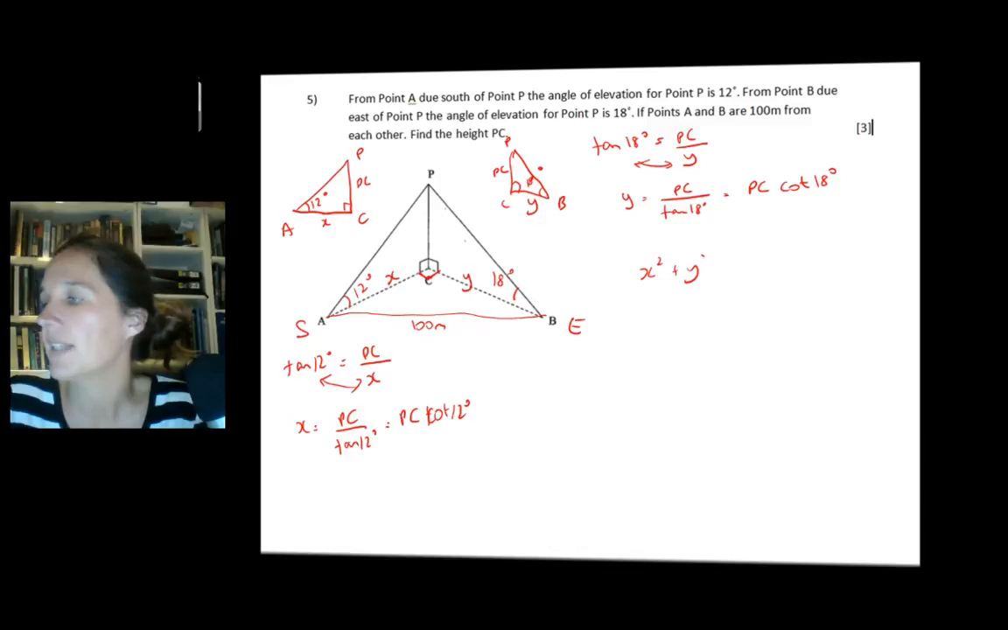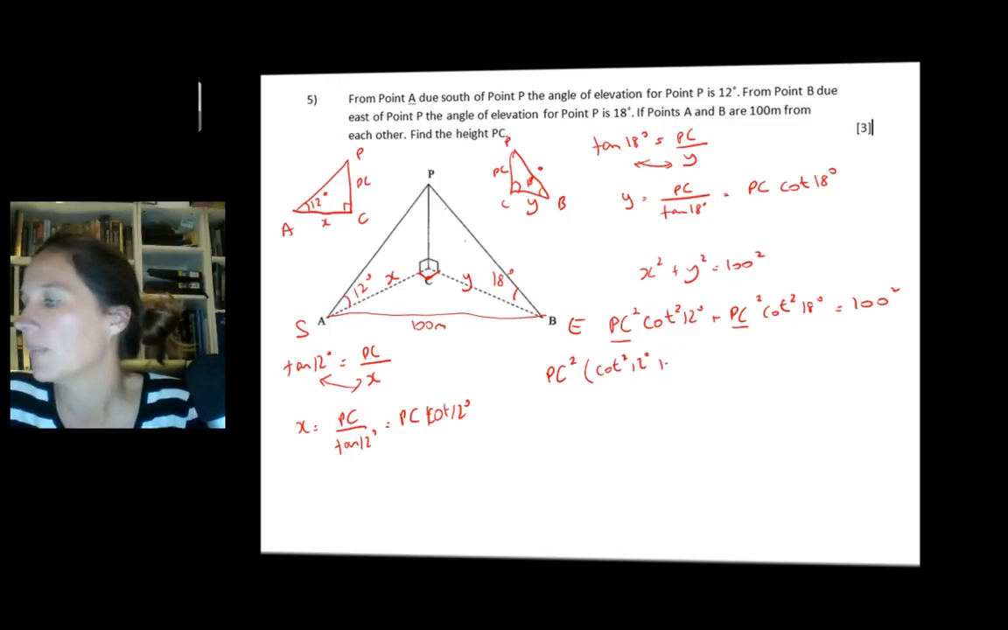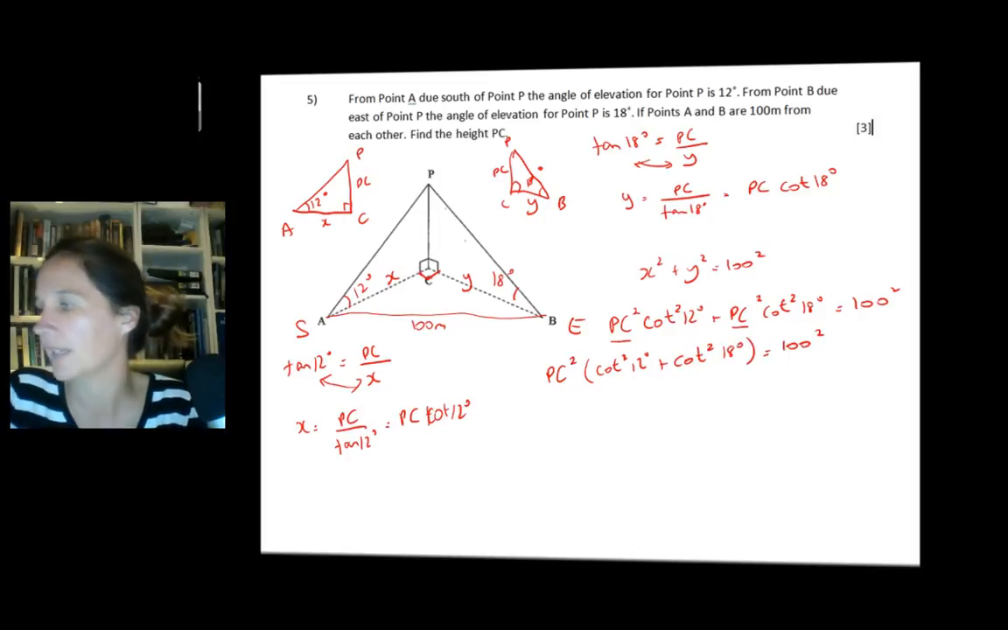We put these together, we know X squared plus Y squared is equal to 100 squared. So if we substitute these in, remembering we're squaring everything, so PC squared cot squared 12 degrees, plus here PC squared cot squared 18 degrees is equal to 100 squared. So we have this term PC squared in both. So we take this out the front, we've got PC squared times cot squared 12 degrees plus cot squared 18 degrees is equal to 100 squared.